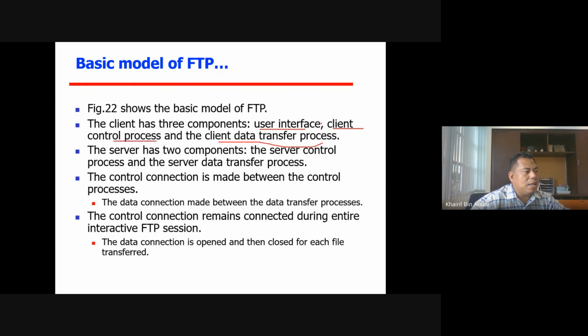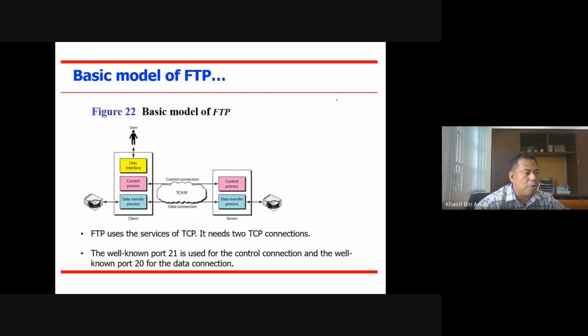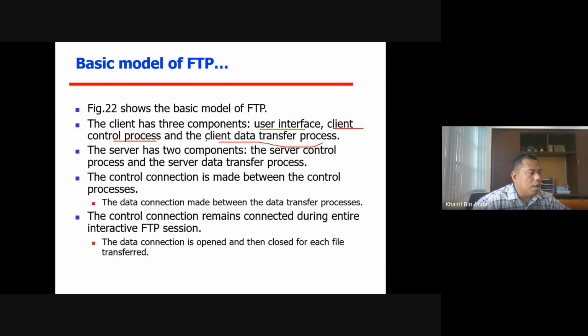Basically in FTP you will have two ports that communicate: port 20 and port 21. The server has two components, the server control process and the server data transfer process. The server control process handles the communication between the client and server. It needs to exchange information on what to do now: whether to close the channel, open the channel, start to transfer, or whatsoever.